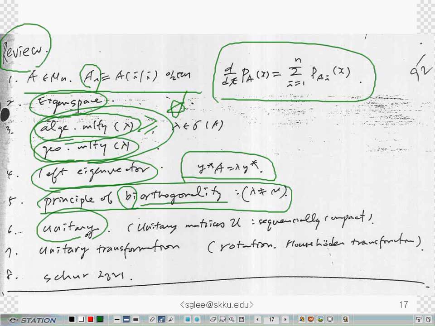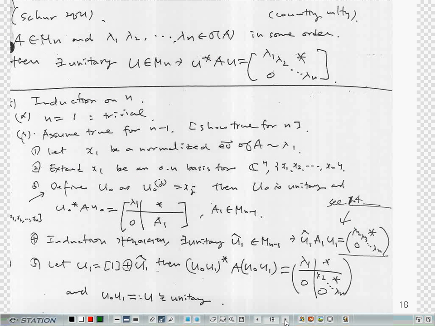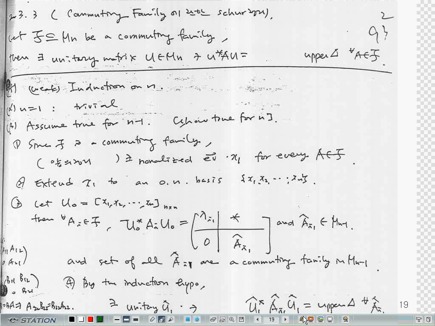And we had a definition of unitary matrix, and we have a characterization of unitary matrices, and also a connection to functional analysis, and also we have seen some examples of unitary transformation, such as rotation and Householder transformation, and we proved Schur's theorem. There are some more, but yeah, since the time's up, I will quit there. I will continue the rest later.